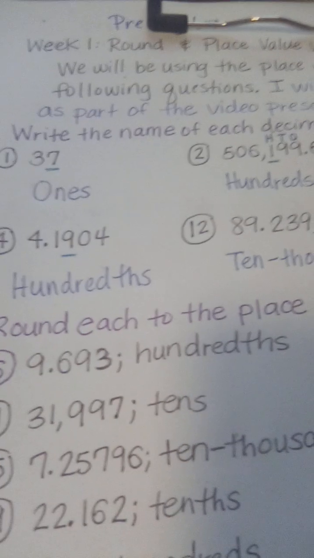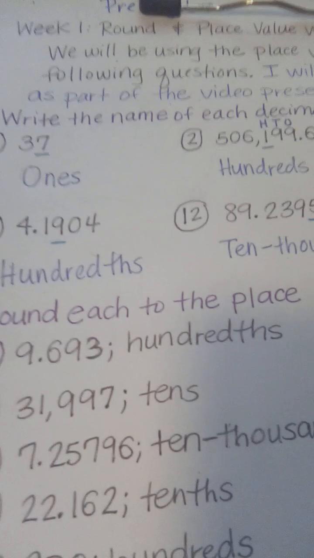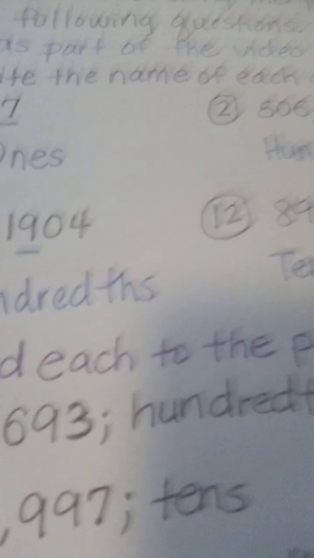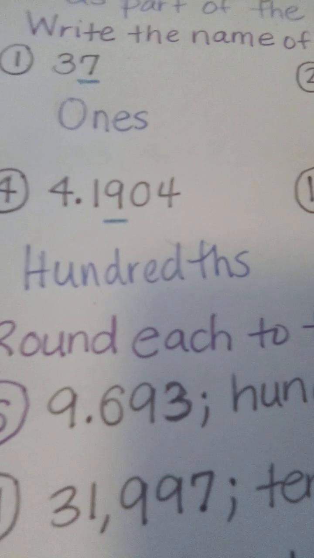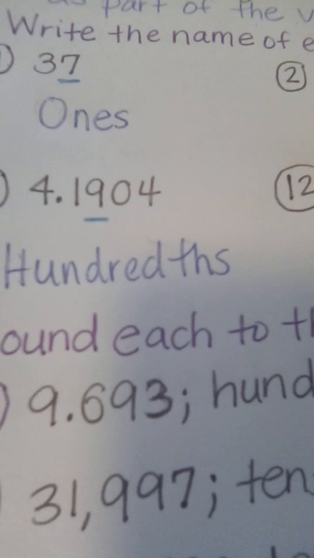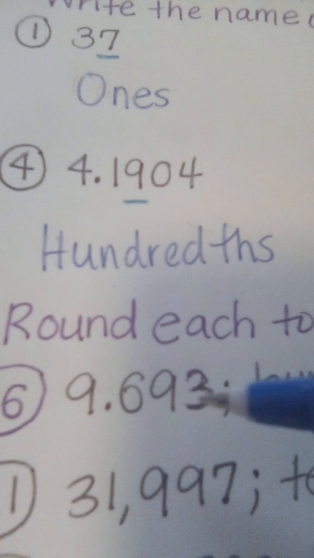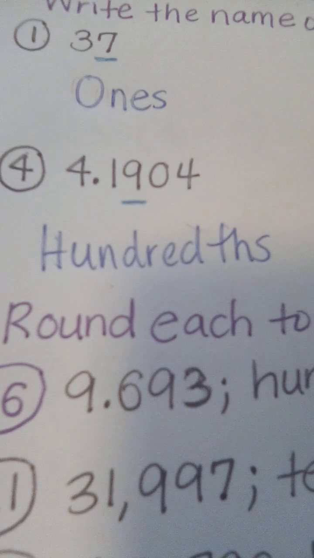All right. Let's go on to 16, 21, 25, 29, and 30. It says for each problem, round to the place indicated. So let's look at number 16. We're in the hundredths, right? 9.693. Where is the hundredths place? Is it here, here, or here?